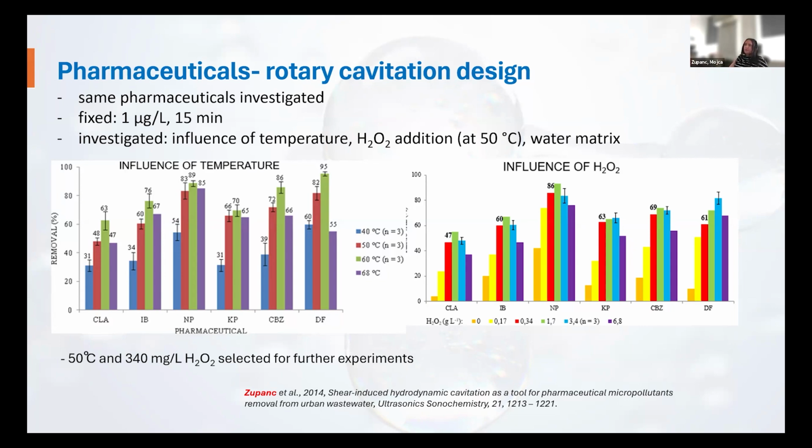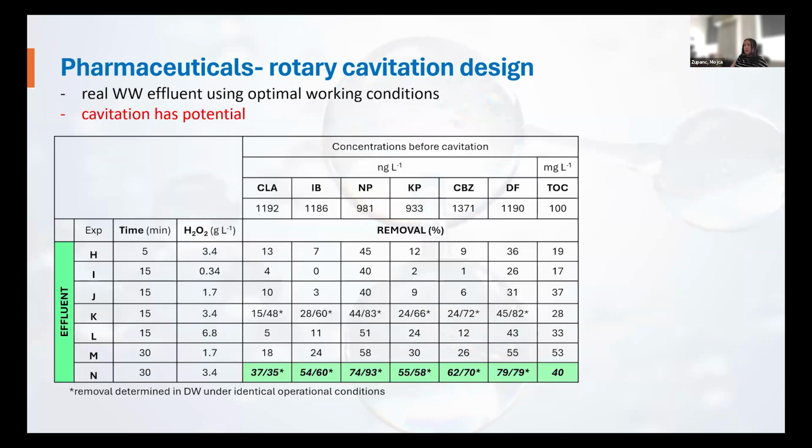And at a certain temperature, the degradation goes up. But then at 68 degrees, it drops, which is related to the cushioning effect, because too many bubbles are present, which then lower the cavitation intensity at this point. So again, in this simple matrix, these parameters were chosen, namely 50 degrees and 340 milligrams per liter of hydrogen peroxide, for further experiments, which we once again perform in more complex matrices.